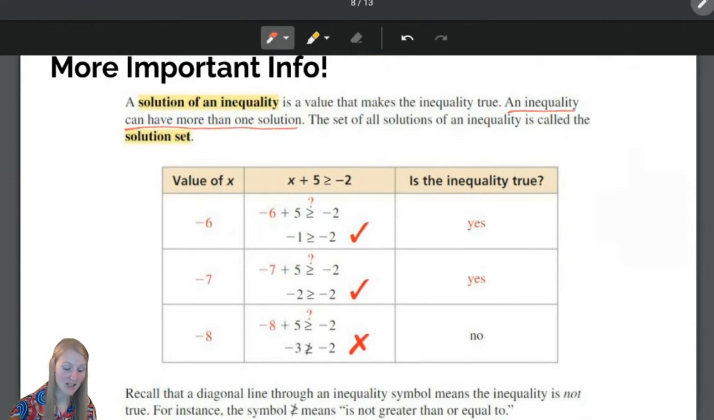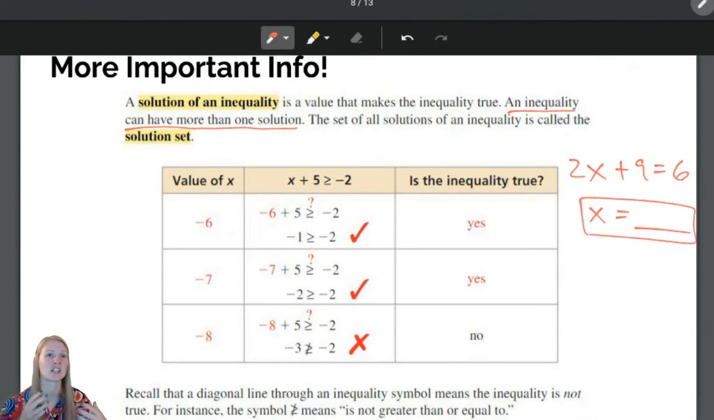So remember, when we had equations like 2x plus 9 equals 6, there was only one solution. There was either x equals blank, we could have no solutions, or infinitely many solutions. But typically, we just had one solution, x equals something. But for an inequality, like we saw in the very entry task, when n was less than or equal to 8, I could have had 7 pieces of French toast. I could have had 6.